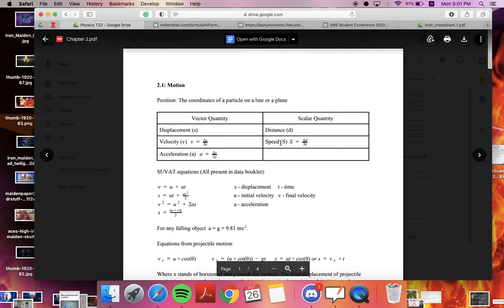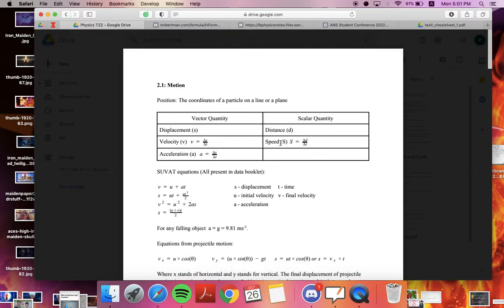So starting off right away, chapter 2, mechanics. So first part, motion. Position is simply the coordinates of a particle on a line or on a plane. It's basically what you do in math with the coordinate system, though you don't have to dwell much on it for physics.